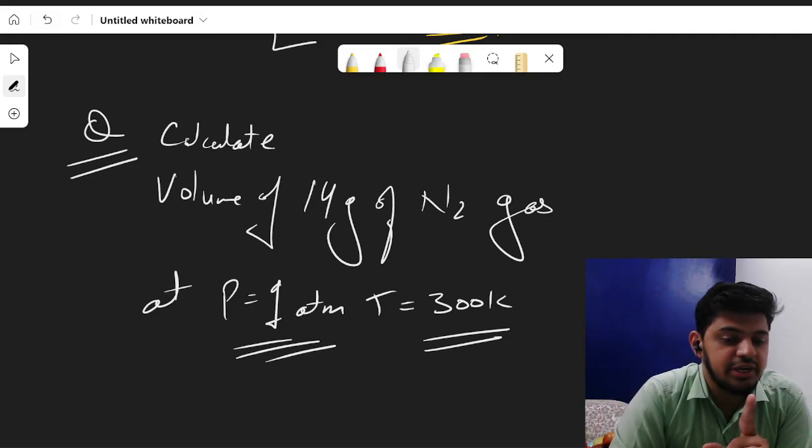For one nitrogen, the molar mass is 14. For two nitrogens, just calculate.